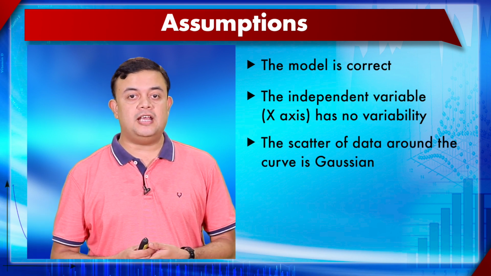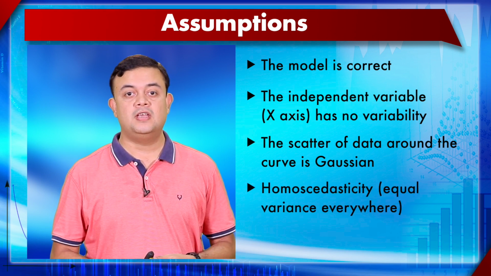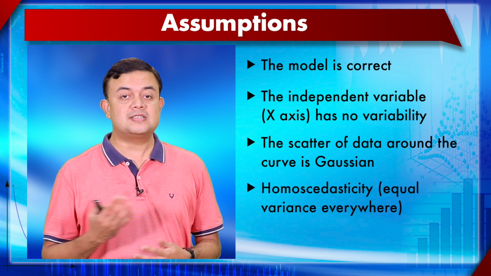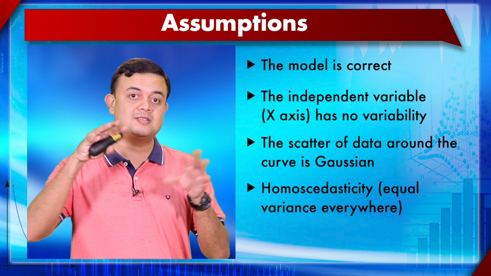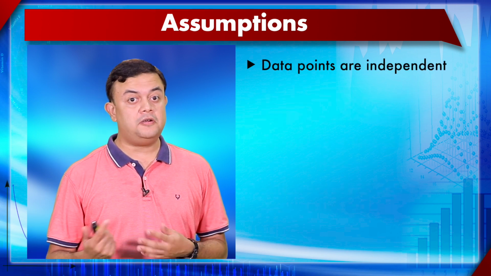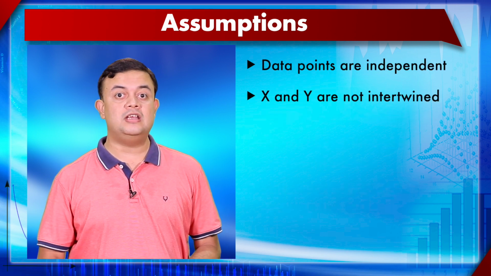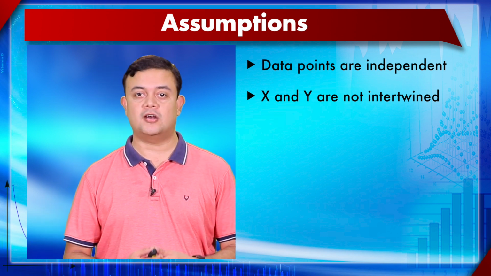The scatter of the data around the curve is Gaussian, with homoscedasticity. There is equal variance everywhere throughout the line; from one side to the other, the variance remains identical. Data points are independent, and x and y are not intertwined. All these assumptions are identical to linear regression.